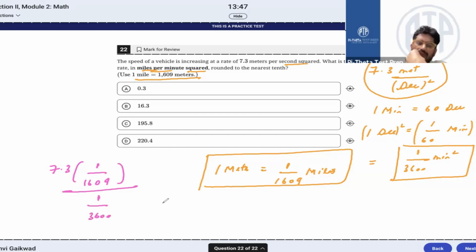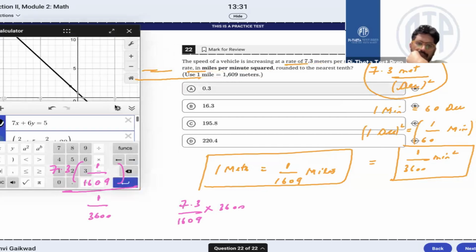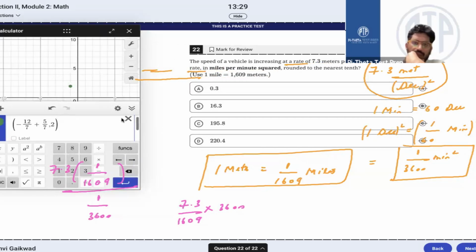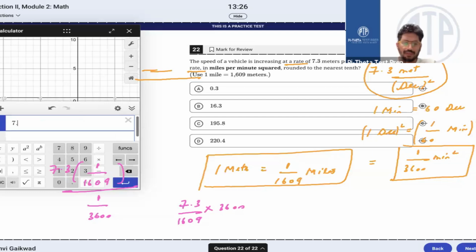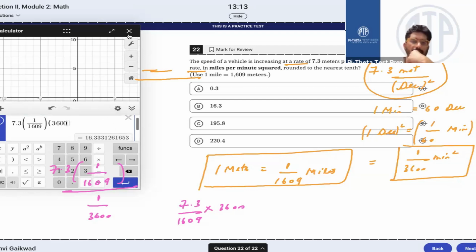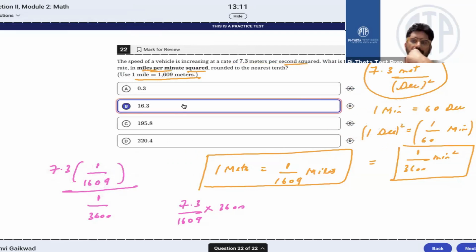Now if you try to simplify this on the Desmos, basically this will become 7.3 into 1609, and this will come up. So this will become 3600. Try to solve this on the Desmos. If you go to the calculator here, very simple as that. I'll try to solve it. So this will become 7.3 into 1 upon 1609 into 3600. I'm getting 16.3 here, and that is nothing but option number. Yes, take a note of this.